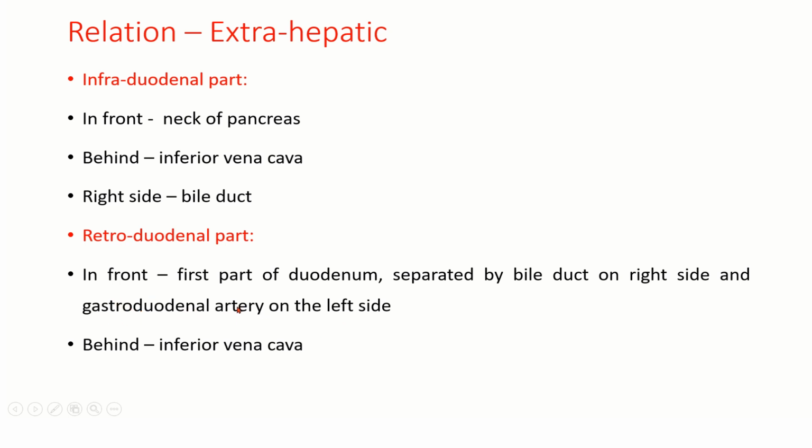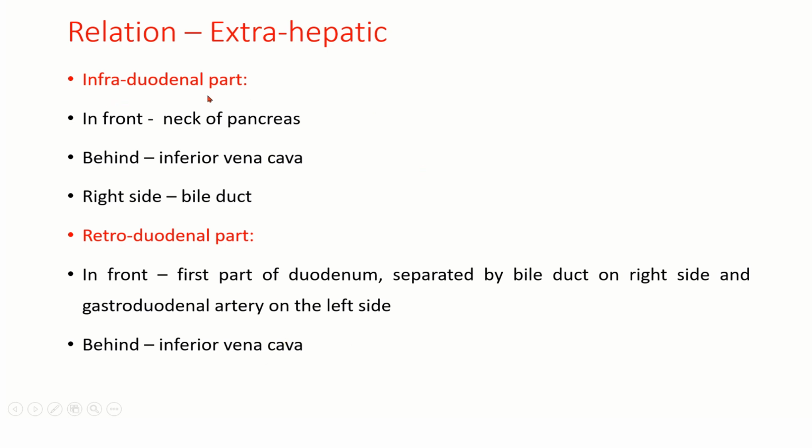Gastroduodenal artery is not having an accompanying vein, and prepyloric vein is not having an accompanying artery. Please remember, gastroduodenal artery is not having any accompanying vein, whereas prepyloric vein of Mayo is not having any accompanying artery. So then behind, you can see inferior vena cava. So in both the parts, you can see the posterior relation is inferior vena cava.